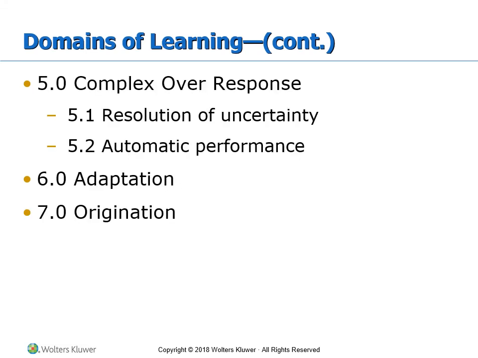Next, we have our complex overt response, with a resolution of uncertainty and automatic performance. Again, you've done this to 100 patients. You just do it over and over again without thinking. It's never a problem. We then have adaptation. So if we need to adjust our skill set: I've never done it on this kind of patient before, but I know what I'm doing. I know the technique. I just need to adapt it. Or origination, which is if something's never been done before, so it's original, but using the underlying principles and the previously learned physical skill set, you're then able to create a new technique or find a technique that works.